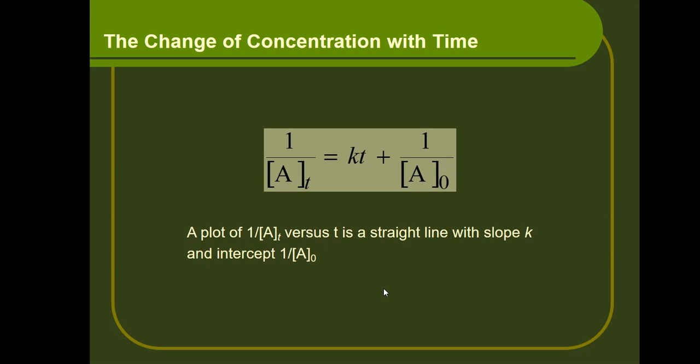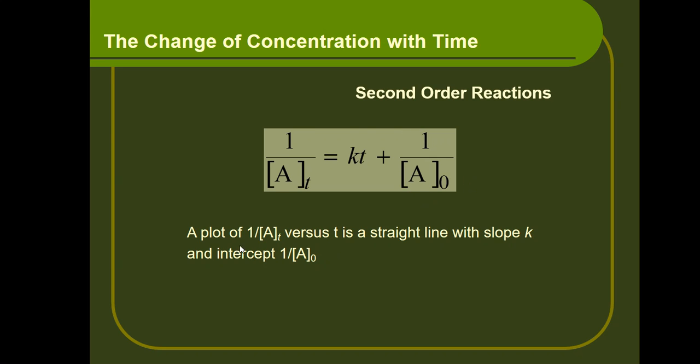That same principle we will apply with a second order reaction. So this is our formula for a second order reaction. The y is 1 over At, being equal to kt plus 1 over A0, A0 being the y-intercept.